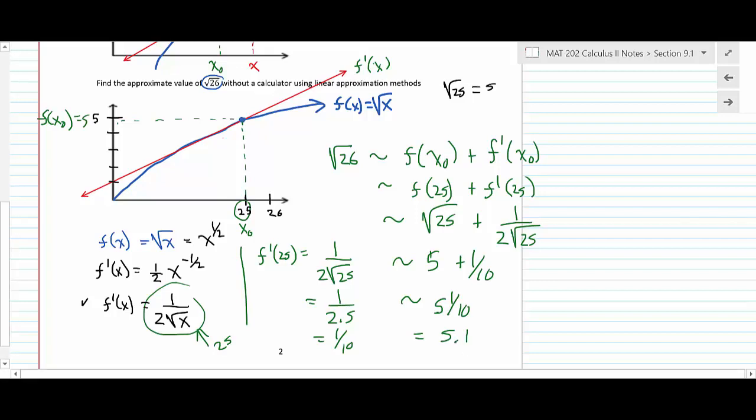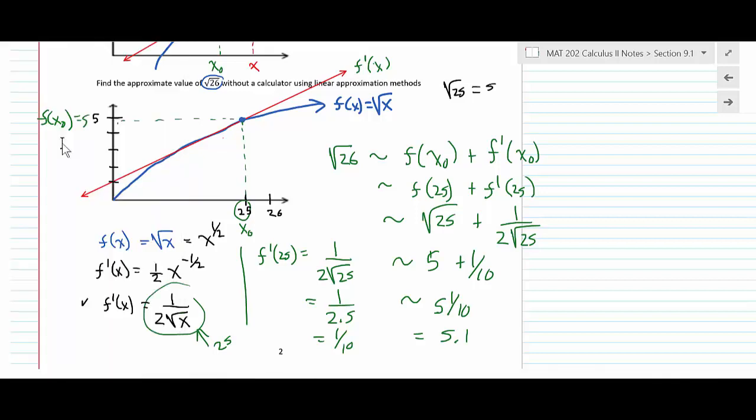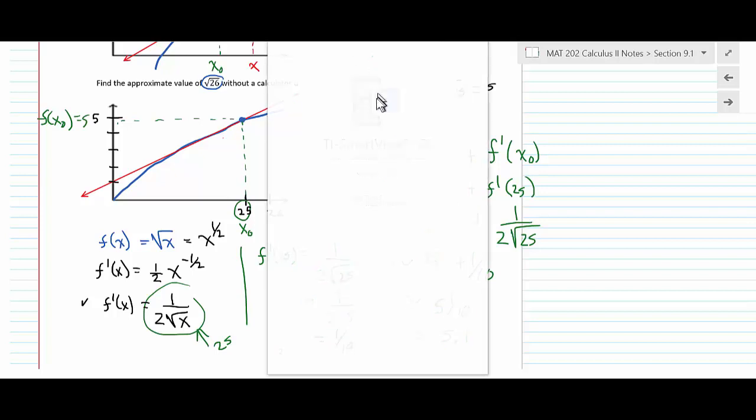Let me pull my calculator up here real quick, and just see what maybe the first decimal is. So this is only an approximation of what that value is. Let me pull this up here. Oh, come on.